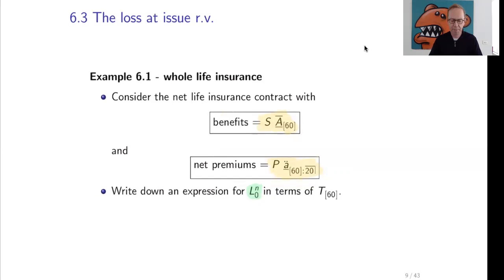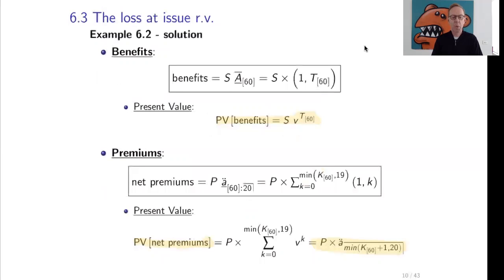Now the question is, write down an expression for L0N, the loss at issue random variable, in terms of T60. Well, we know that the benefits are a cash flow paying S at the moment of death. So the cash flow is S times a payment of 1 at the moment that the insured dies. What is the present value? The present value of the benefits is then S times v to the power T60.